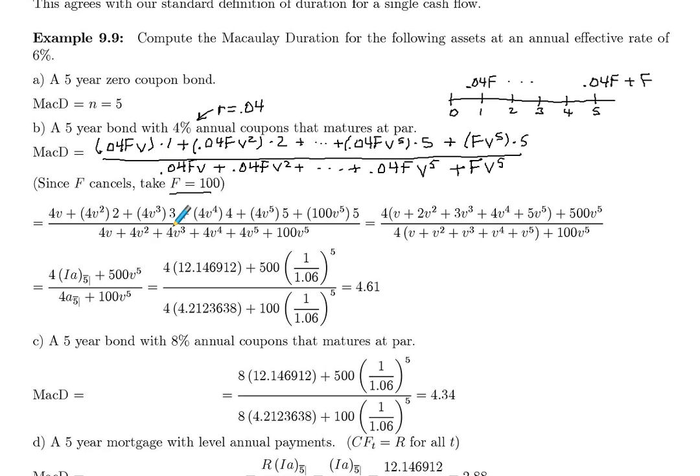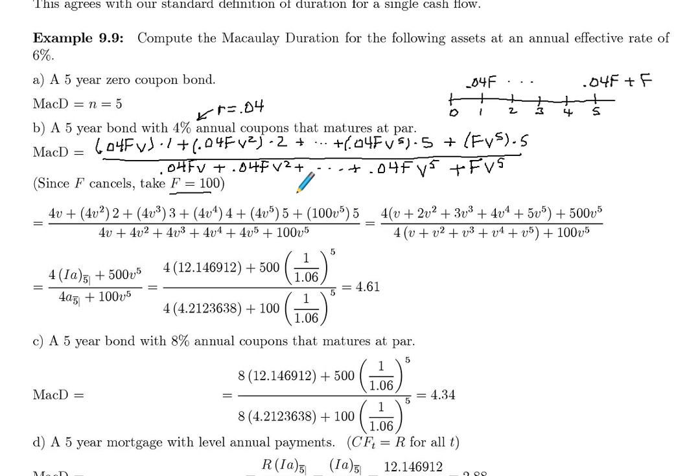So if we take F equals 100, then 0.04F v becomes 4v. And then 0.04F v squared becomes 4v squared. And so on. So we got 4v cubed times 3, 4v to the 4th times 4, 4v to the 5th times 5. And then our redemption is 100, because we're taking F equals 100, v to the 5th times 5. And then the same thing down here. This is the present value of those cash flows if we take the face value of the bond to be 100.